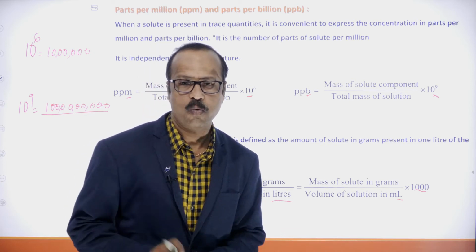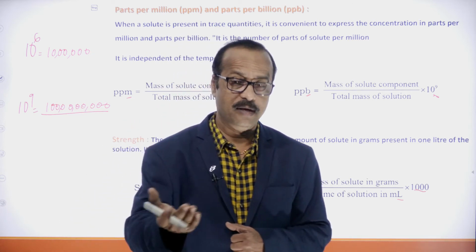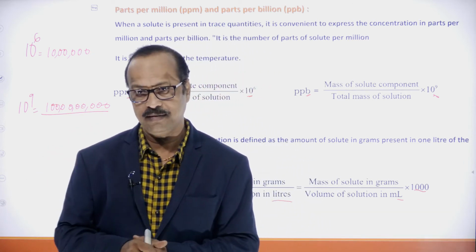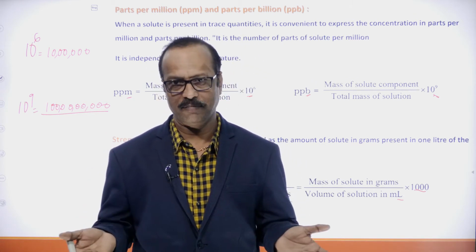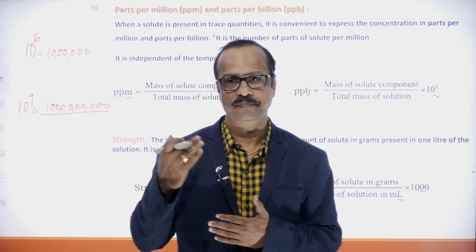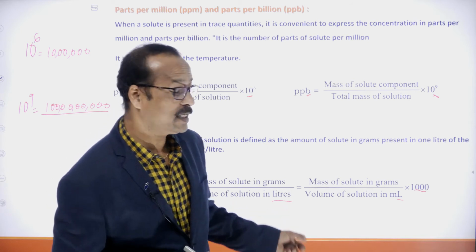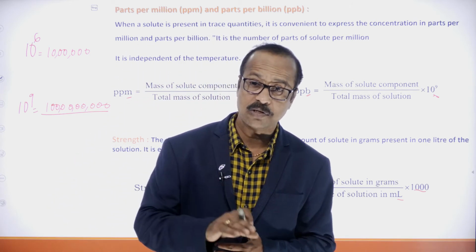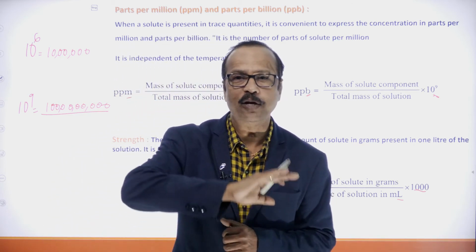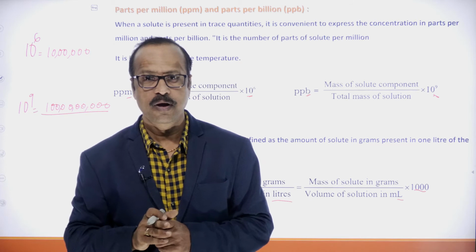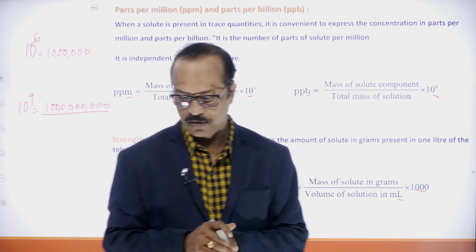You know 1 liter is equal to 1000 milliliters, right? Similarly, 1 kg is equal to 1000 grams. So when you express in liters and milliliters, you need to take care whether liters or milliliters, kgs or grams are given. So you have to convert. You should know 1 gram is equal to 10 to the power of minus 3 kg, and 1 kg is equal to 10 to the power of 3 grams.